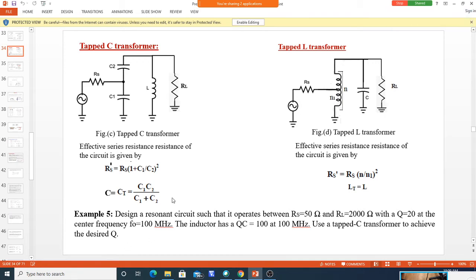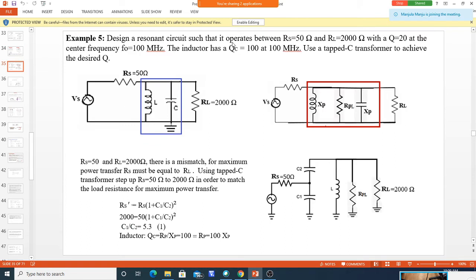Okay, the statement is: design a resonator circuit that operates between 50 ohm. As you can see, this is only 50 ohm, but the load resistance is 2K, 2 kilo ohms.